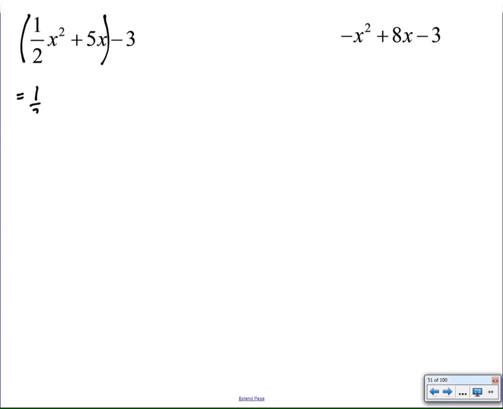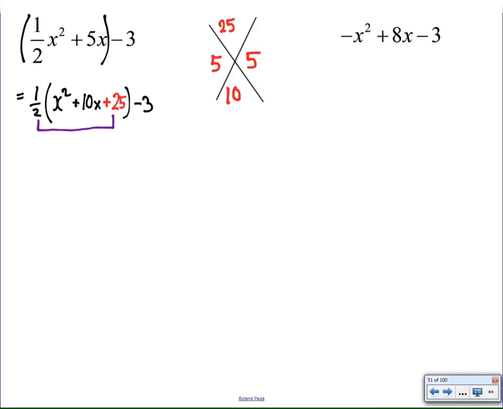So when I remove the 1/2 from the first two terms, I'm actually going to get not x squared plus 2.5x. It's actually going to be 10x. Notice if you redistribute, 1/2 times 10x equals 5x. So this is the correct b value. Create the x box, and 25 becomes the magic number.